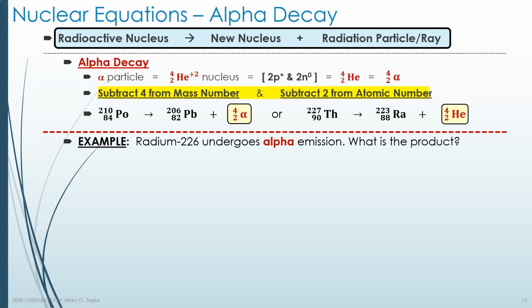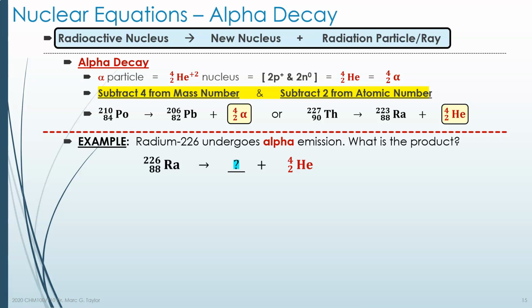So let's look at an example where we work through it. Radium-226 undergoes an alpha emission. What is the product? And this is a typical type of problem you might get on a test. Well, first you're going to write what you do know, which is that you start with radium-226. You look up on a periodic table that radium is 88, the atomic number is 88. So you have your starting isotope, your starting nuclide. And you know you're producing an alpha particle, so write the alpha particle product with the 4 and the 2.